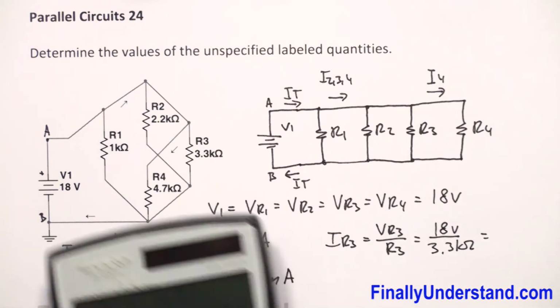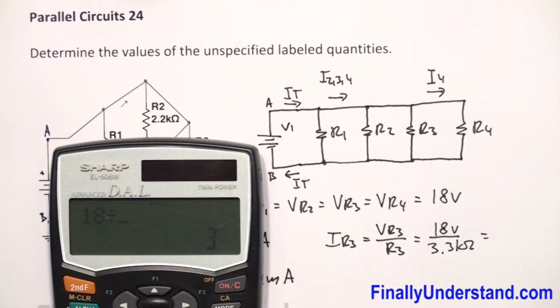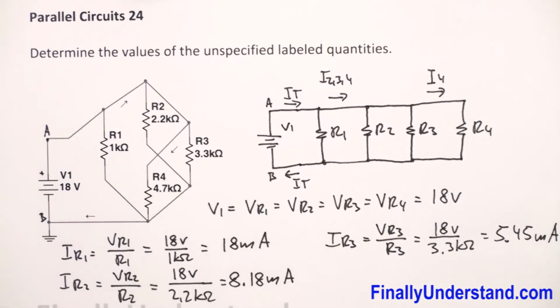Okay, so I have 18 divided by 3.3 exponent 3. This is equal to 5.45 milliamps. Okay, so this is IR3. Now we're supposed to find IR4.